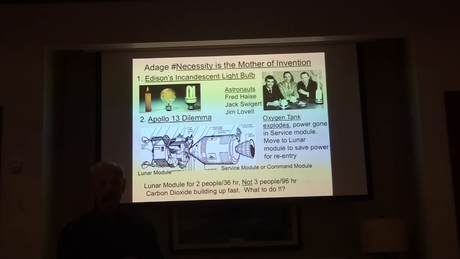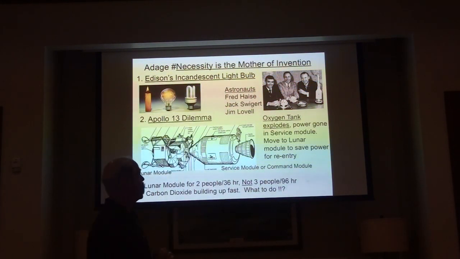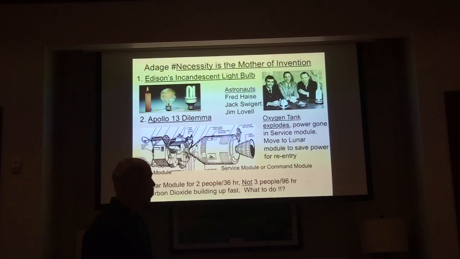And what happened in the Apollo 13, and there's a movie about it, and it's been recently on television repeated. What happened, the oxygen tank exploded in the service module, the module on the right in the slide, and the astronauts had to move into the lunar module on the left to save power for re-entry. So they were in quite a dilemma. This was just one of a number of dilemmas they had to face.